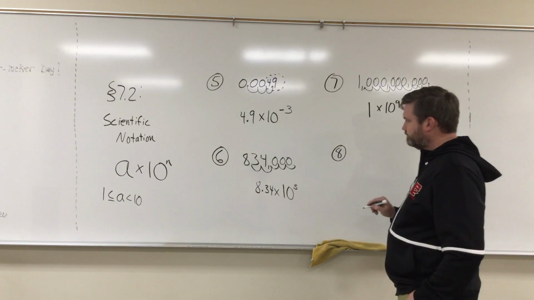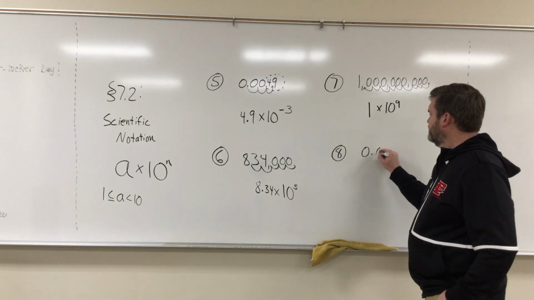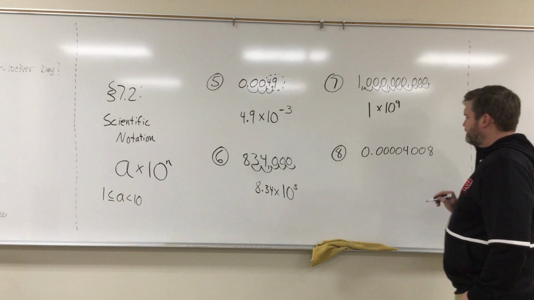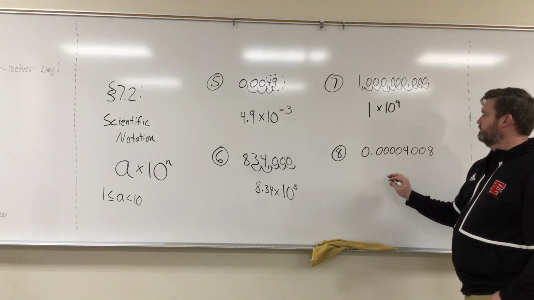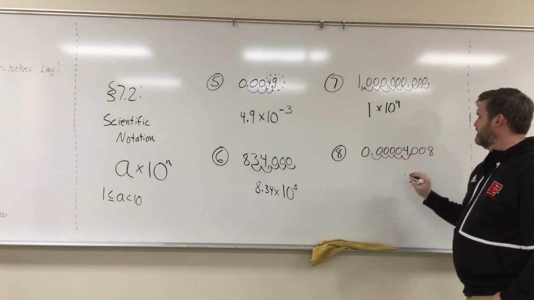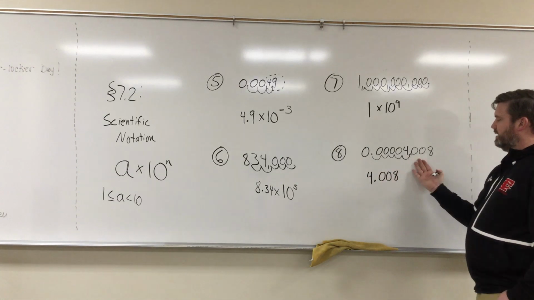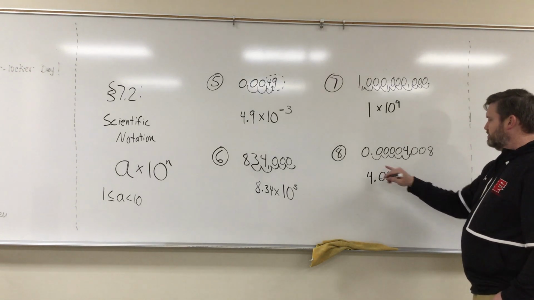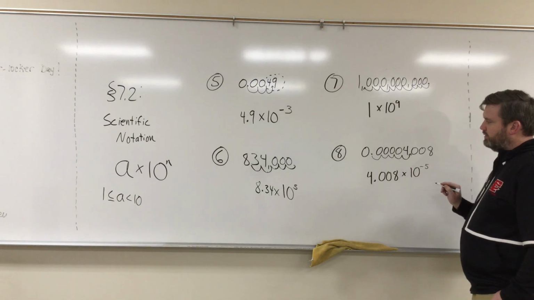Number 8. Let's do 0.00004008. I have a number that's smaller than 1, so I'm going to have a negative exponent. And I need to move it 1, 2, 3, 4, 5 times. Don't leave out this 0.008. You have to write everything after as well. Sometimes people just give me the 4 and they'll leave off this stuff. That was smaller than 1, so like we said, that would be a negative exponent, and that would be -5.